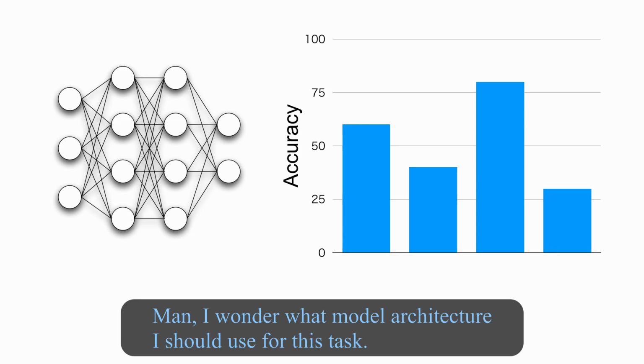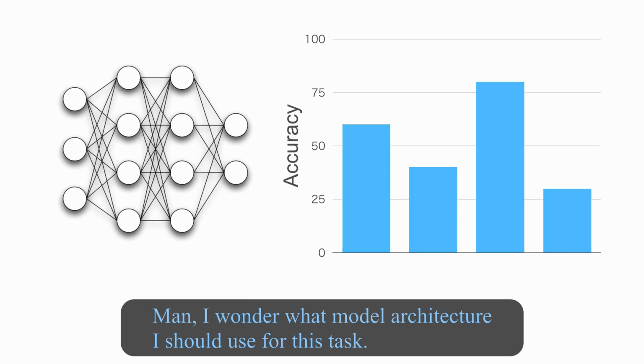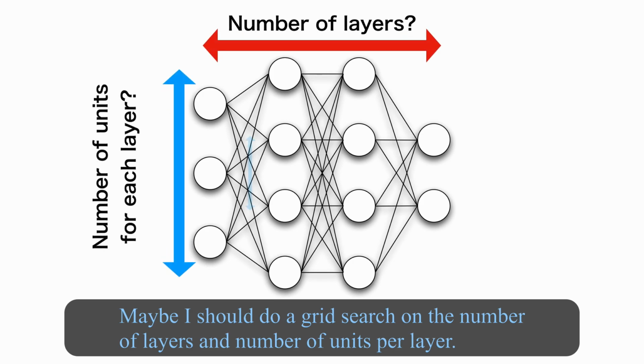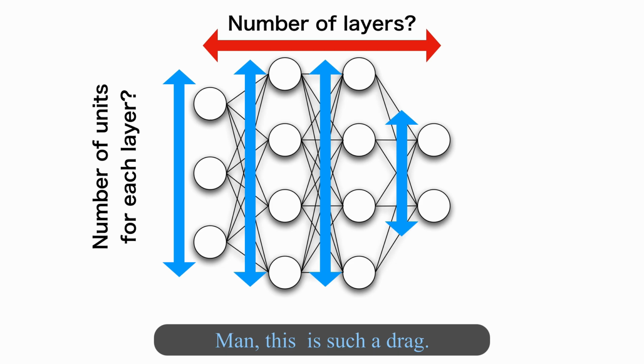Man, I wonder what model architecture I should use for this task. Maybe I should do a grid search on the number of layers and number of units per layer. Man, this is a drag.